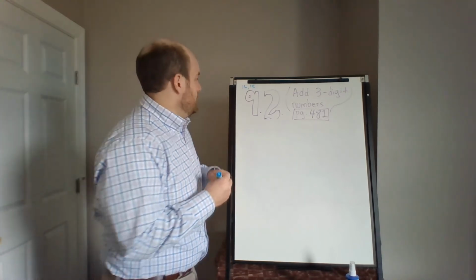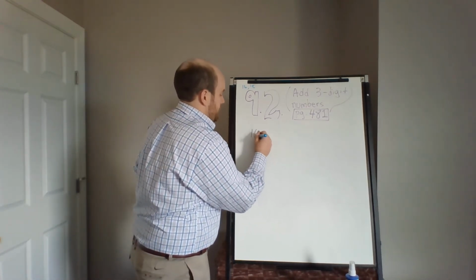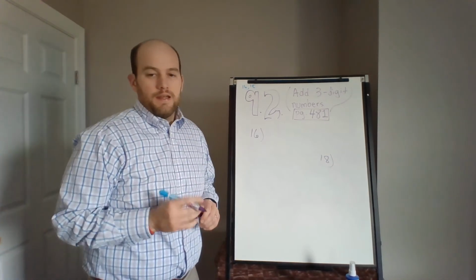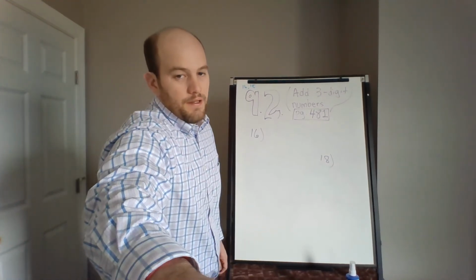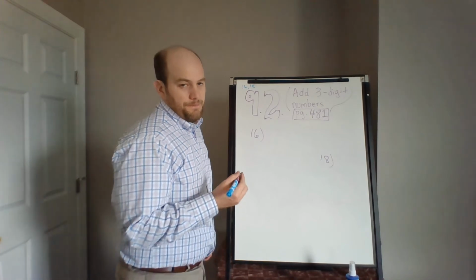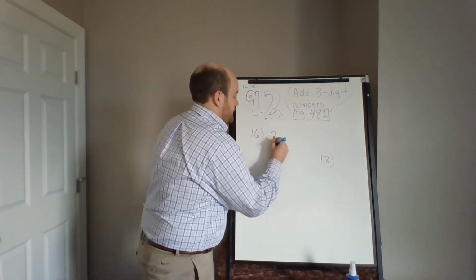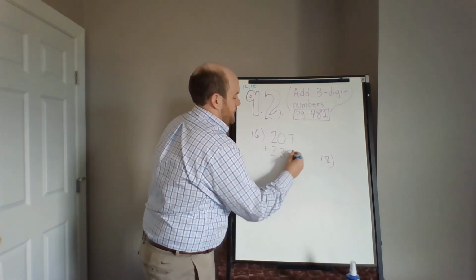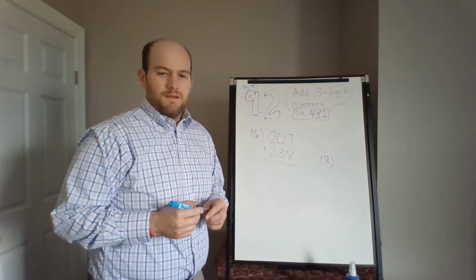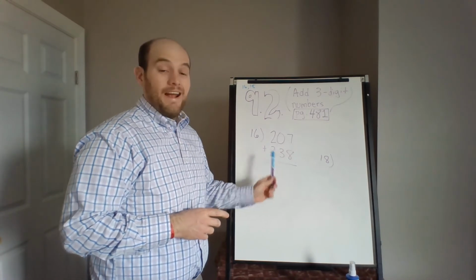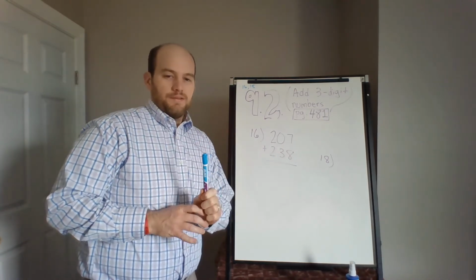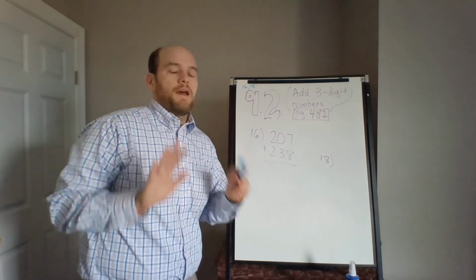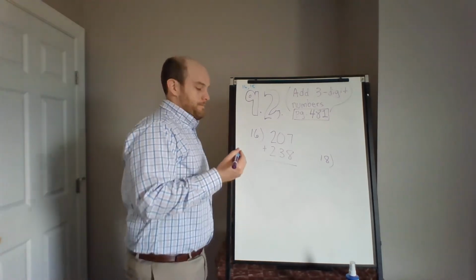Okay, 16 and 18. Those are the last two we're going to do today, and then I'm turning it over to you guys to work on. All right, 16. We have 207 plus 238. Now, my question to you is, does it matter that the bigger number's on the bottom when you're adding? Please say yes. No, I'm kidding. It doesn't matter. It does not matter when you add.